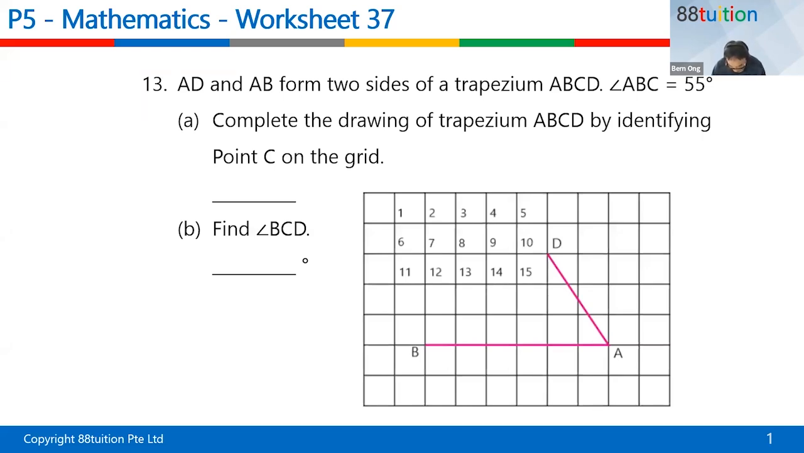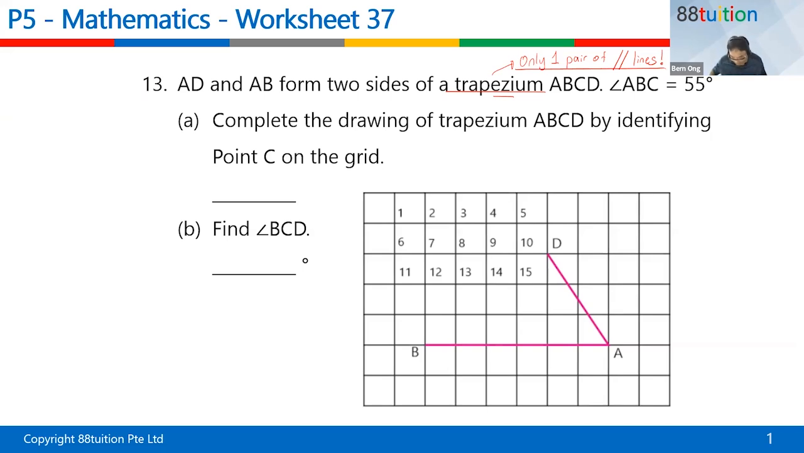Down here, they ask you to measure 55 degrees. They say that AD and AB form two sides of a trapezium. What is the meaning of a trapezium, children? Only one pair of parallel lines. That is the very important property of a trapezium you need to know.